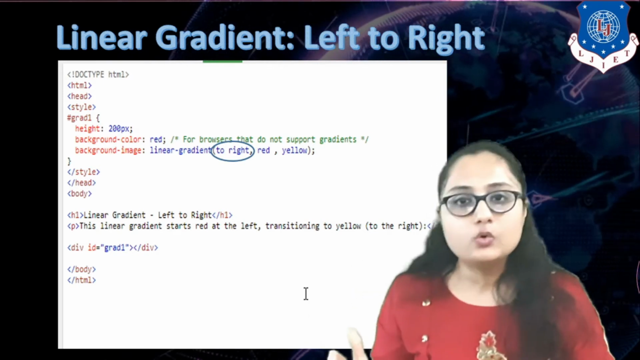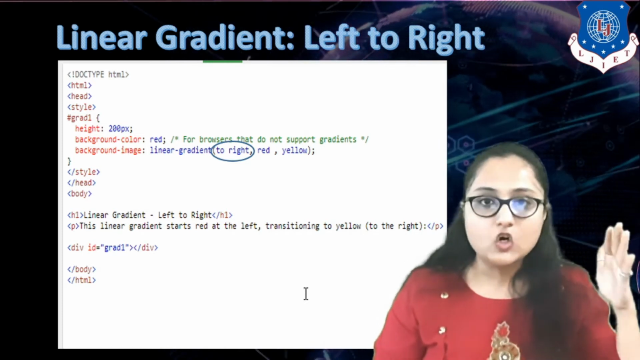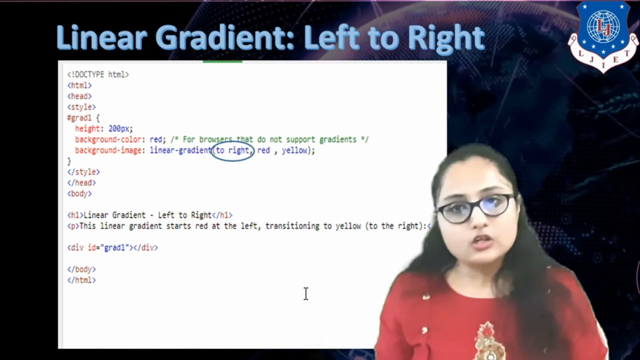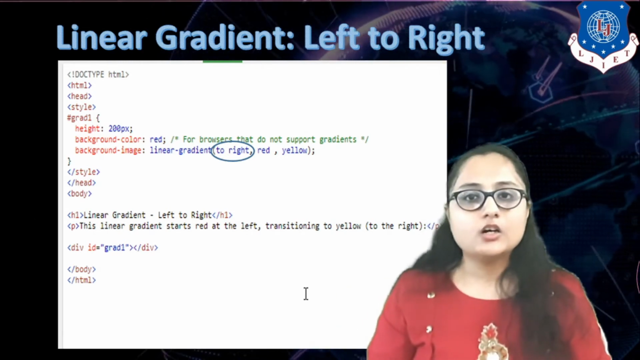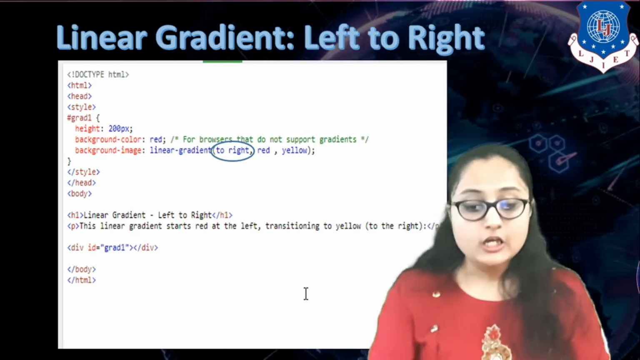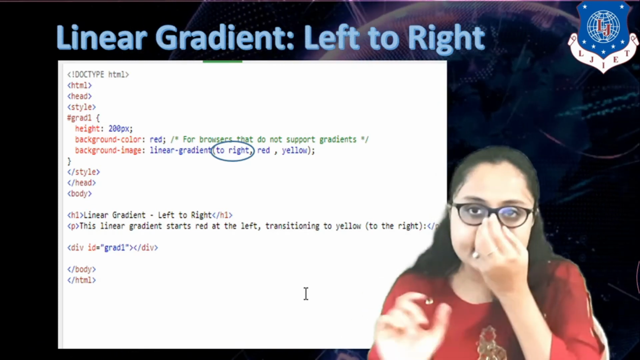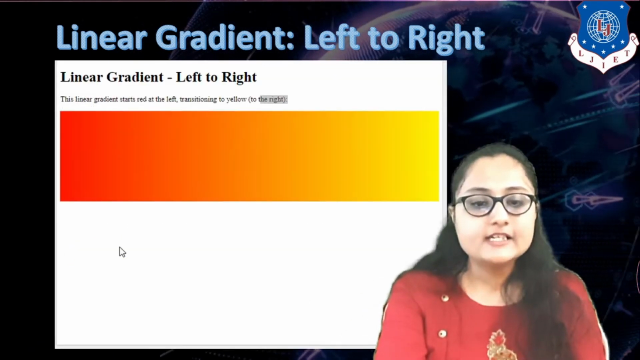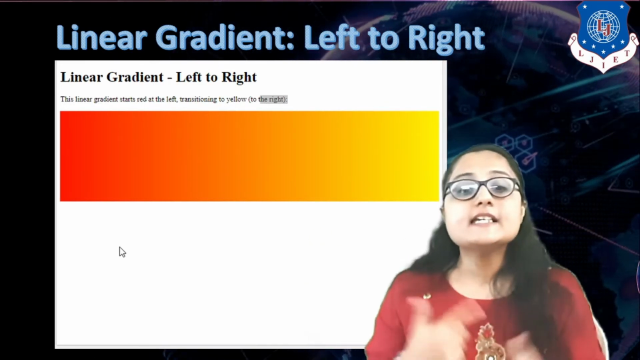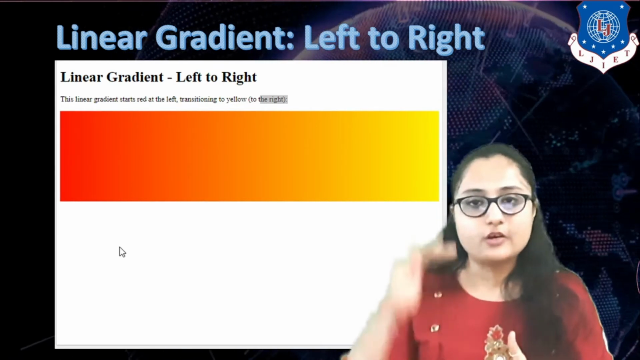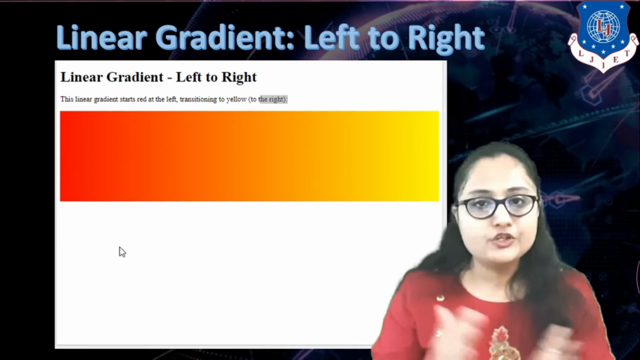If you write "to right", it means the first color, which is red, will be on the left hand side, and the yellow color will be on the right hand side. If you write "to left", then your red color will be on the opposite side. Here you can see that I have specified "to right", it means red color will be on left hand side, and you can see over here that yellow color is gradually coming on the right hand side. So this is how you can change the direction from top to bottom, which is the default direction, to right, that is left to right.